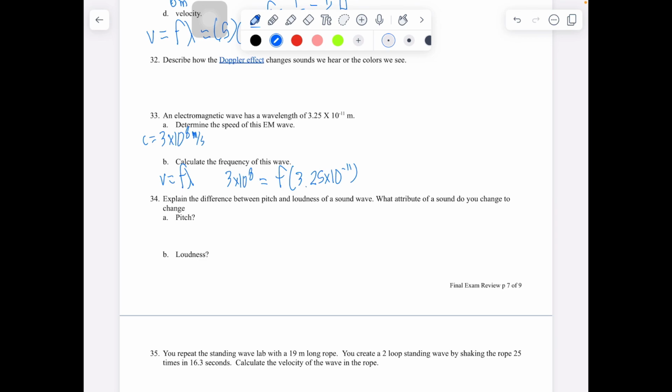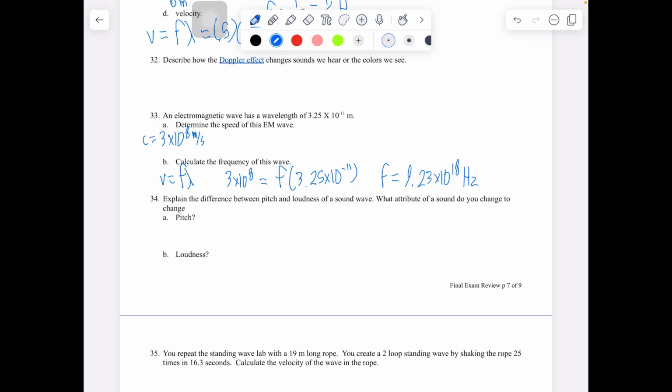When we do this division, we're going to end up getting 9.23 times 10 to the 18th hertz. That means that this wave oscillates 9 times 10 to the 18th times in a single second. That is so many times.